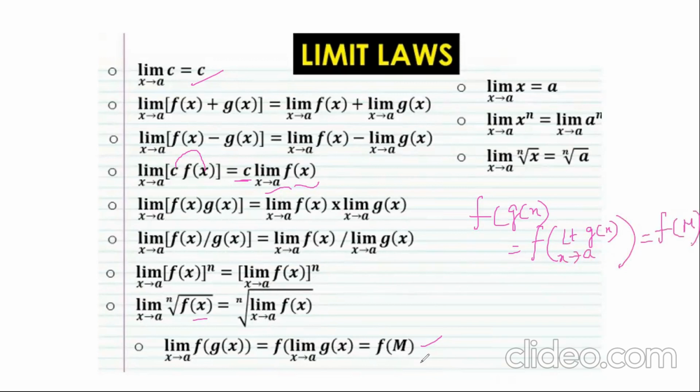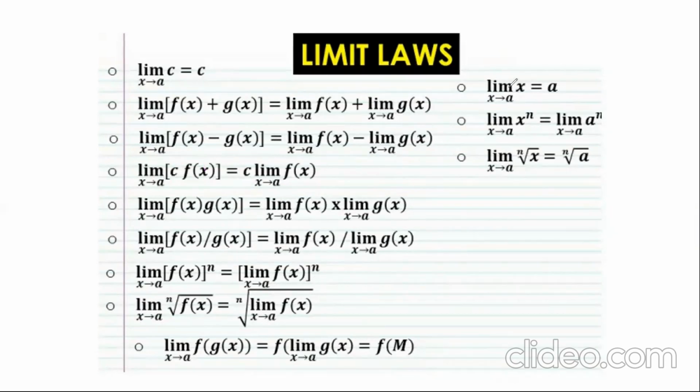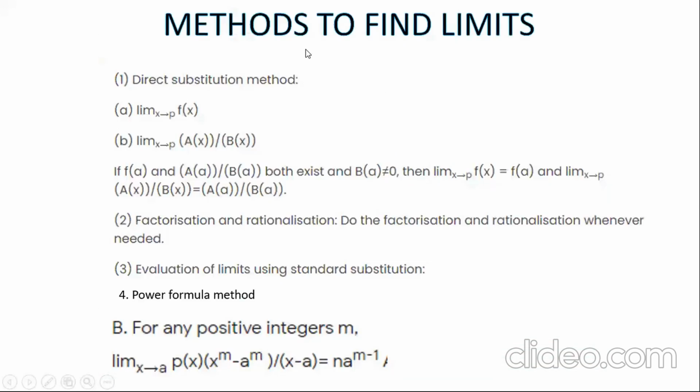Okay, got it? Next, the last one: limit as x tends to a of x is a; limit as x tends to a of x power n is a power n; and limit of nth root of x is nth root of a. Understood? So these are our limit laws. Got it? After going through the limit laws, today we are finding the methods to find the limits. What are the different methods to find the limits? The first one is the direct substitution method.